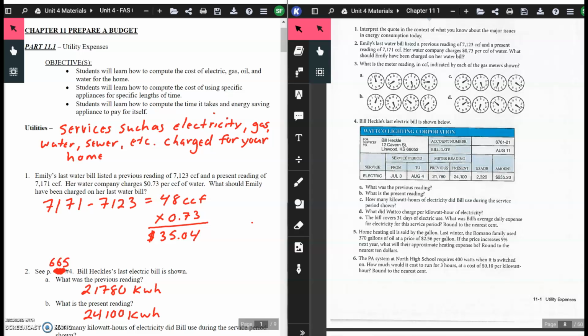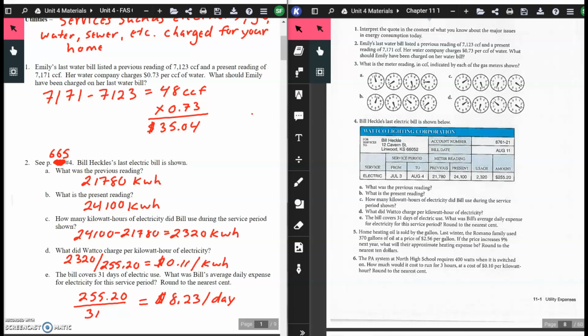So you take your current reading, which is 71.71. You subtract off your previous reading of 71.23 to find the difference for your new month. That's 48 CCF for that month times 73 cents per CCF, which gives you a total bill of $35.04.